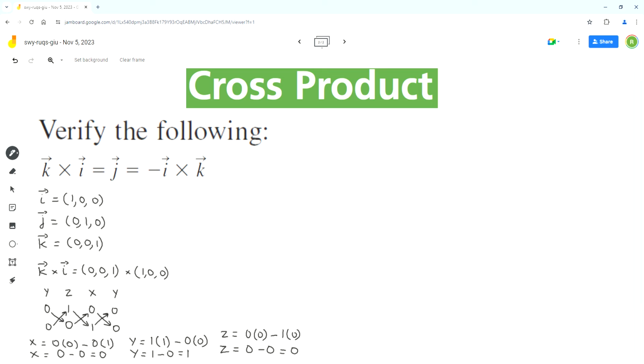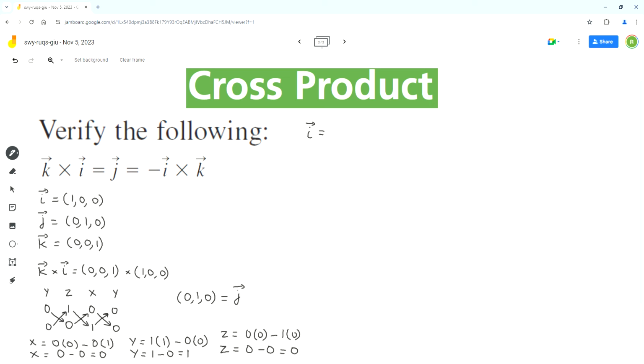So that means the cross product of vectors k and i is the vector 0, 1, 0, which is equal to the j vector. So we have proved the first part of this vector equation. Now we have to prove that minus i cross k is also equal to vector j.